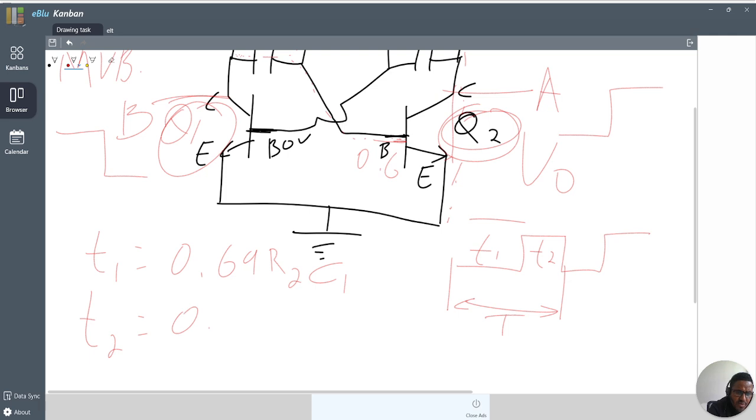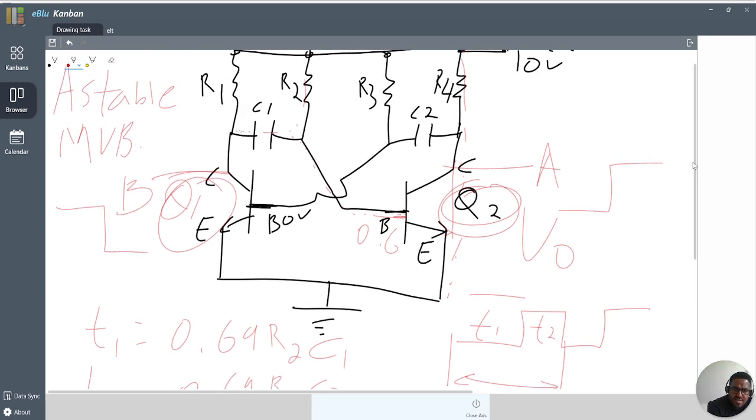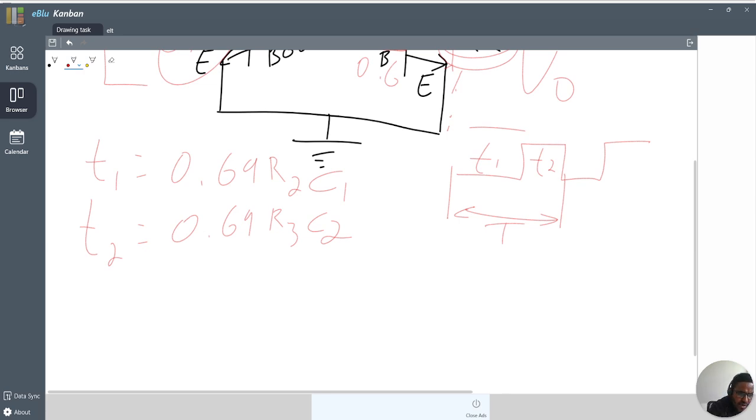That is the same 0.69 R3 C2. But don't forget, all components are the same value. That means C1 and C2 are the same value, and R1, R2, R3, R4 are also the same value. With the same values, we can get this. So our period becomes T1 plus T2. That means 0.69 R2 C1 and 0.69 R3 C2.